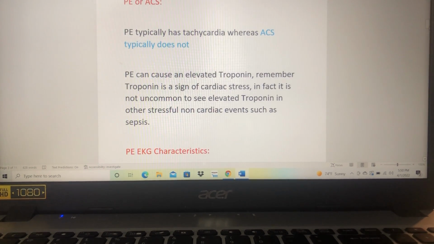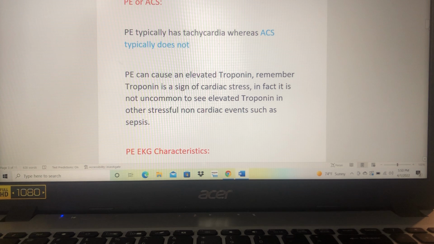So, a side piece. PE versus acute coronary syndrome. PE typically has tachycardia, whereas acute coronary syndrome typically does not. And when I found that stat, I looked back, and I haven't had that many MIs that have been tachycardic. It is, at least in my experience, fairly rare. Outside of AFib, of course, you get that heart irritated, it tends to like to run out of control on those AFibers.